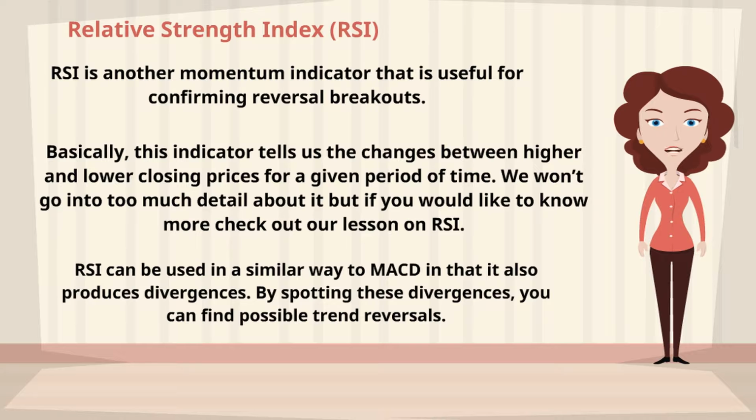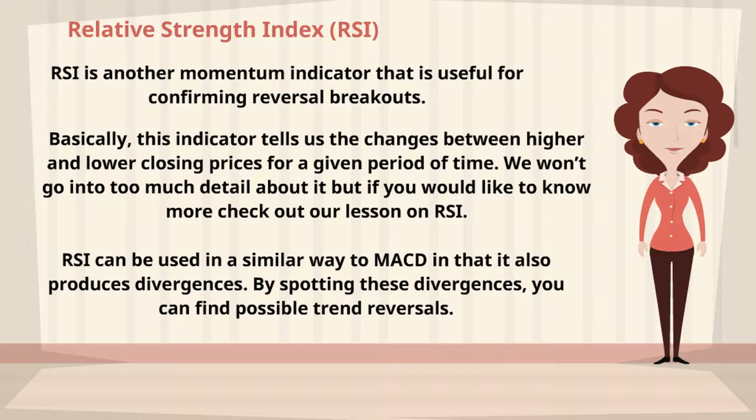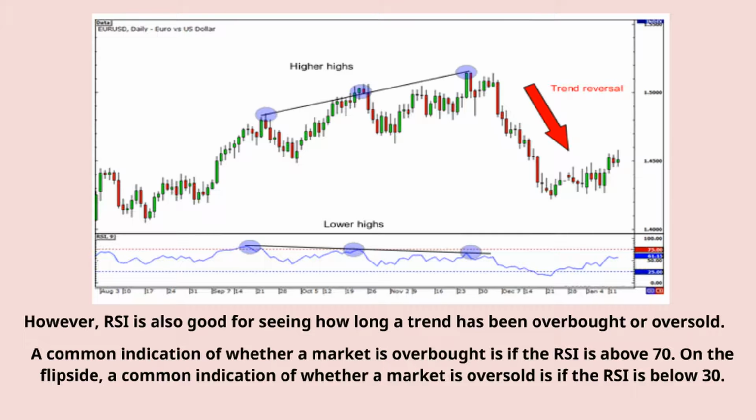Relative Strength Index, RSI. RSI is another momentum indicator that is useful for confirming reversal breakouts. Basically, this indicator tells us the changes between higher and lower closing prices for a given period of time. We won't go into too much detail about it, but if you would like to know more, check out our lesson on RSI. RSI can be used in a similar way to MACD in that it also produces divergences. By spotting these divergences, you can find possible trend reversals. However, RSI is also good for seeing how long a trend has been overbought or oversold. A common indication of whether a market is overbought is if the RSI is above 70. On the flip side, a common indication of whether a market is oversold is if the RSI is below 30.